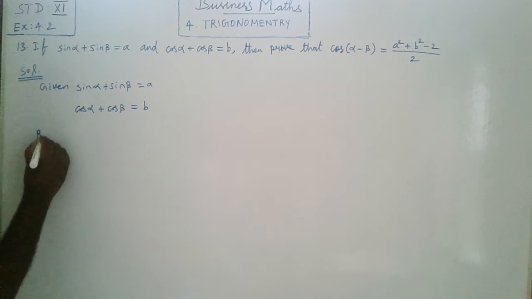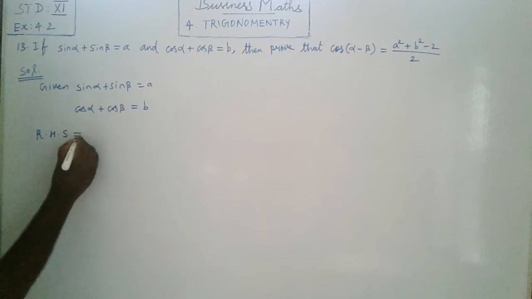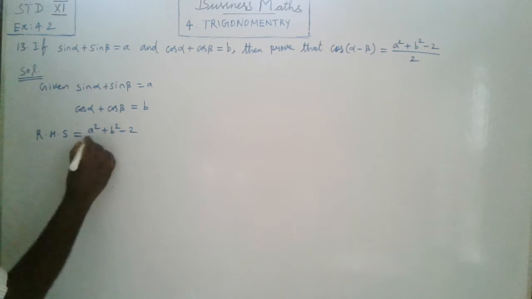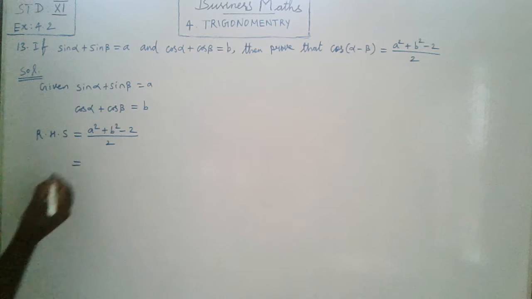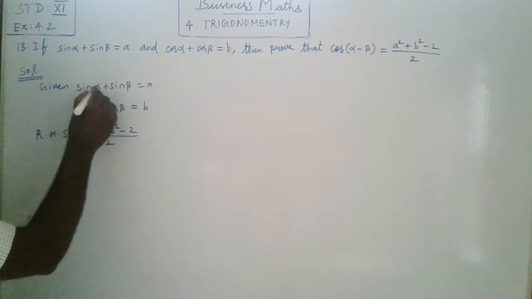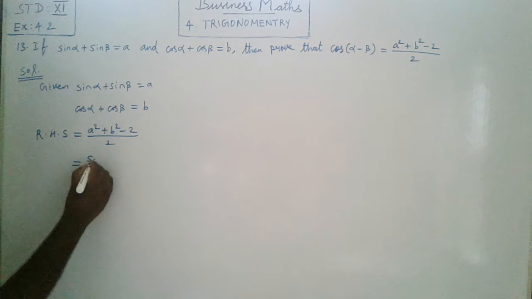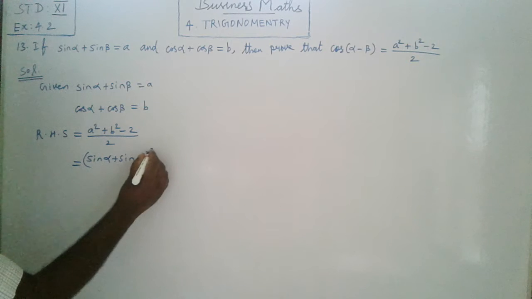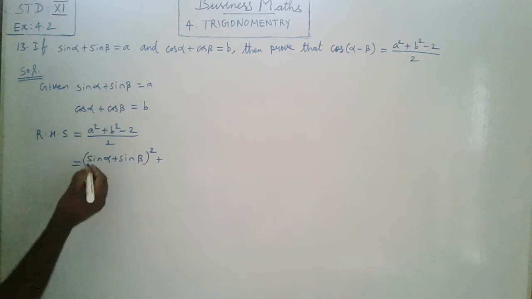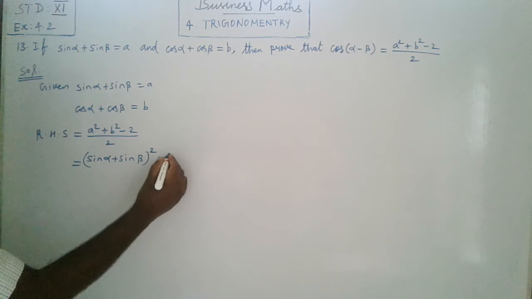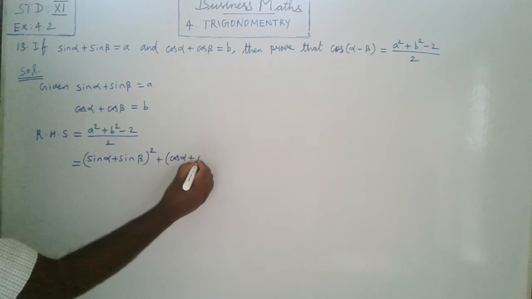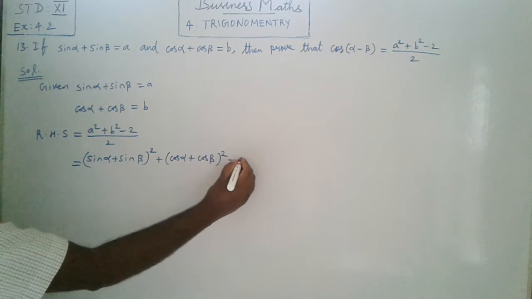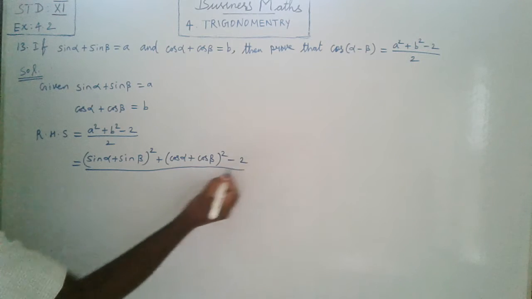We should take RHS, we should prove LHS. RHS equal to A square plus B square minus 2 divided by 2. That is equal to, A is sin alpha plus sin beta, so (sin alpha plus sin beta) whole square, plus B square. B is cos alpha plus cos beta, (cos alpha plus cos beta) whole square, minus 2, divided by 2.